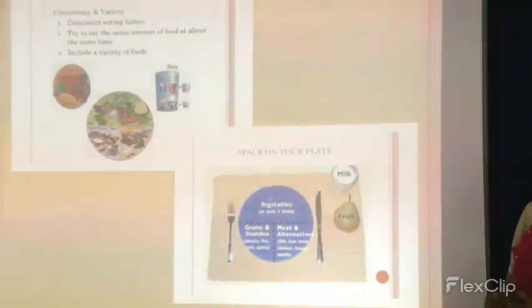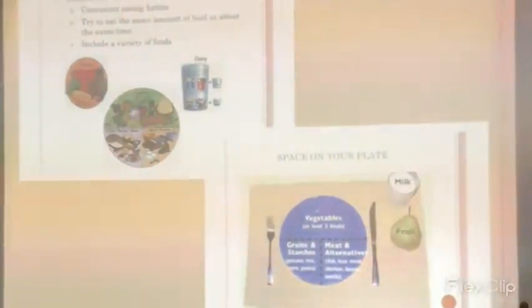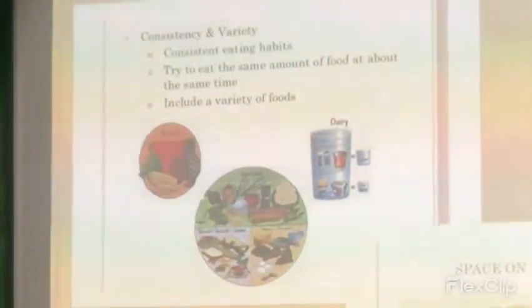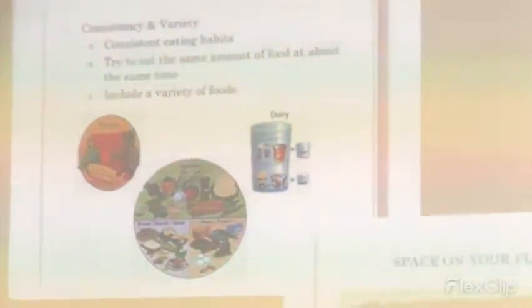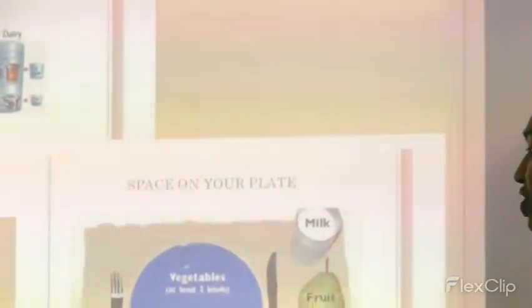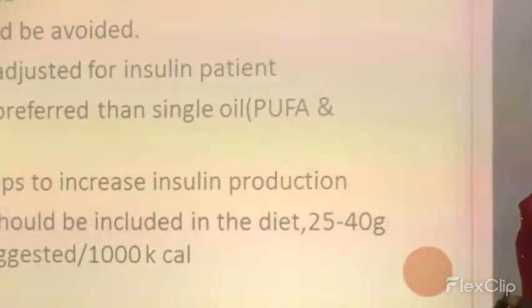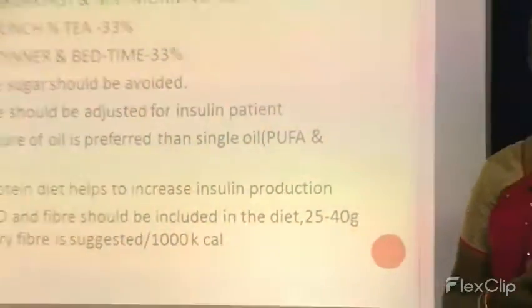Coming to consistency and variety, consistent eating habits should be followed. Try to eat the same amount of food at the same time, and include a variety of food. So this is a plate model. Half of the plate should contain vegetables, at least 2 vegetables a day. Whole grain should be taken, and for meat, fish, lean meat, chicken and lentils can be taken. So this is the dietary management of diabetes mellitus.